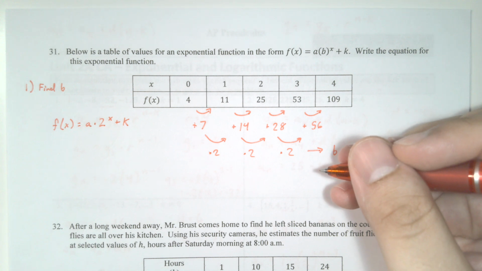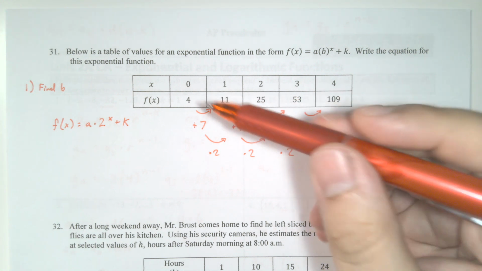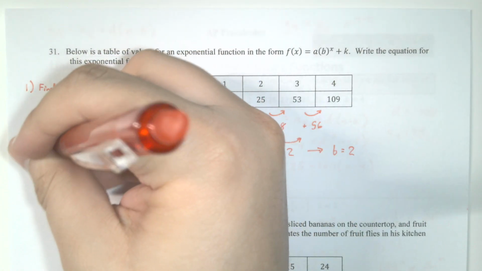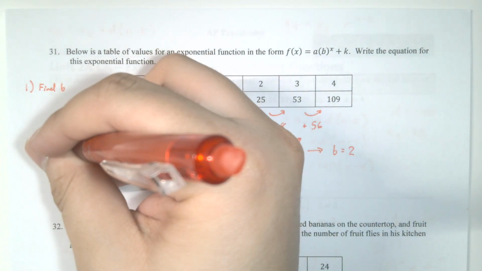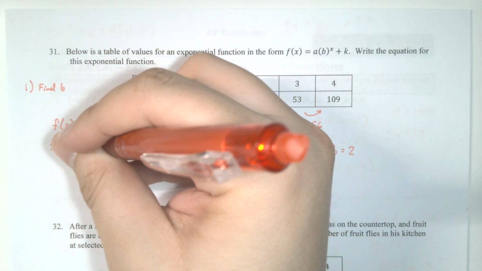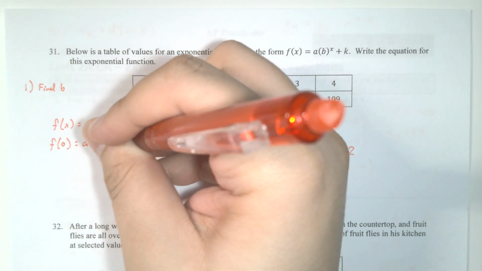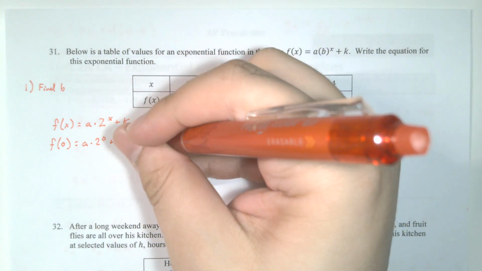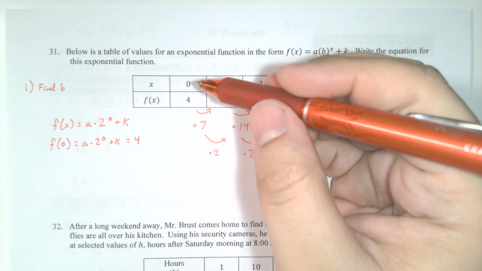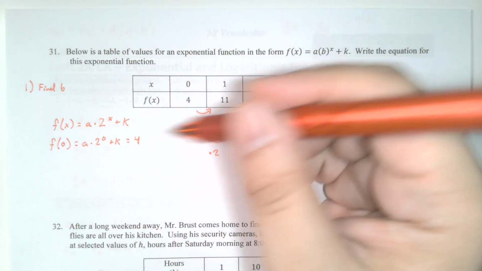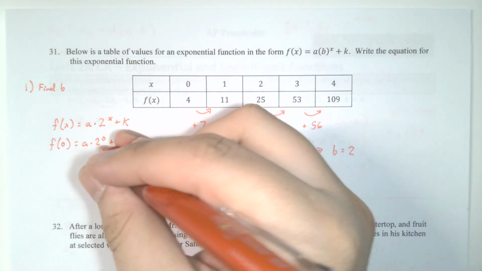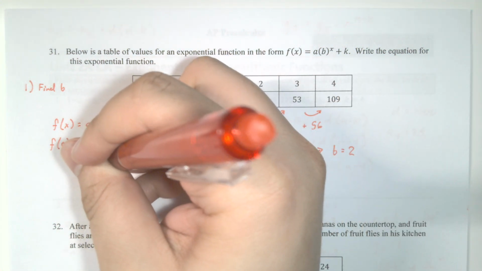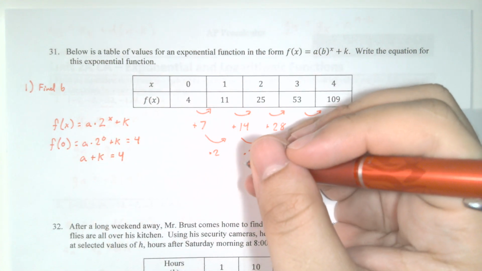So let's see if we can set up a system of equations by plugging in 0 and 1 into this function and seeing what we get out of it. Well, we know that when we plug in 0 into this, we get a times 2 to the power of 0 plus k, which is supposed to be equal to 4. Because when we plug in 0, we get out 4. So simplifying this a little bit, we know that 2 to the power of 0 is just 1. So really we have a plus k is equal to 4.